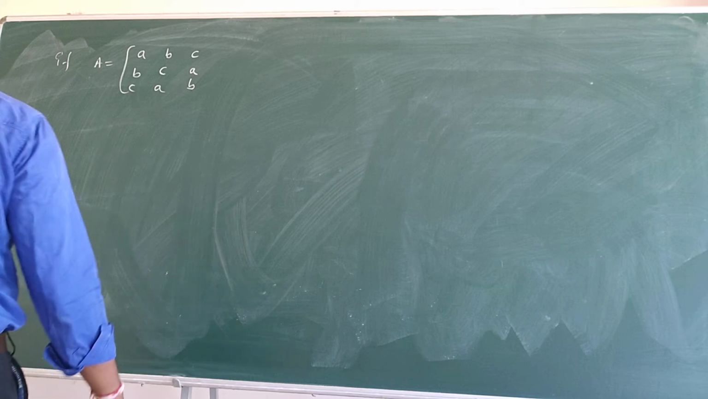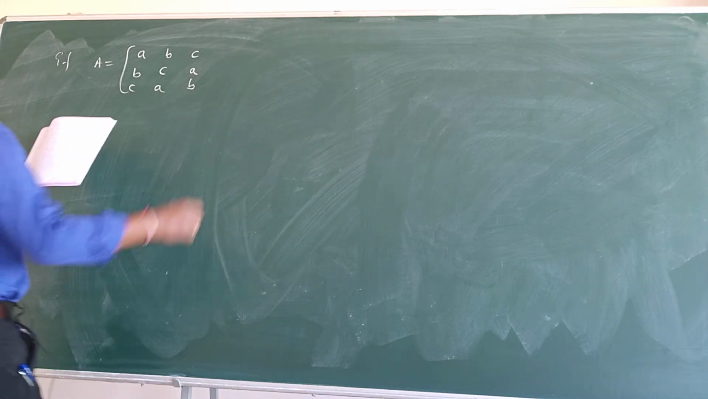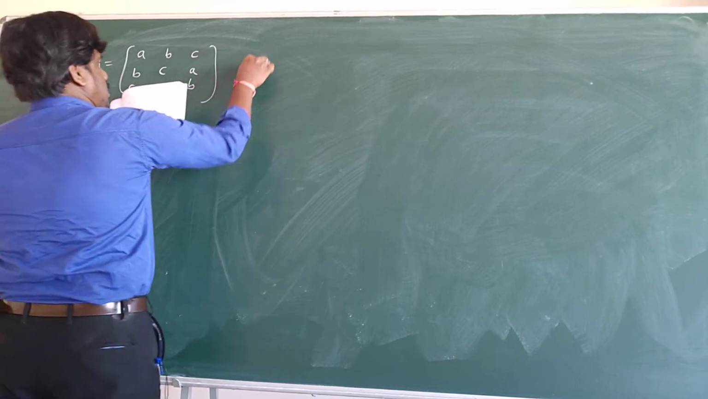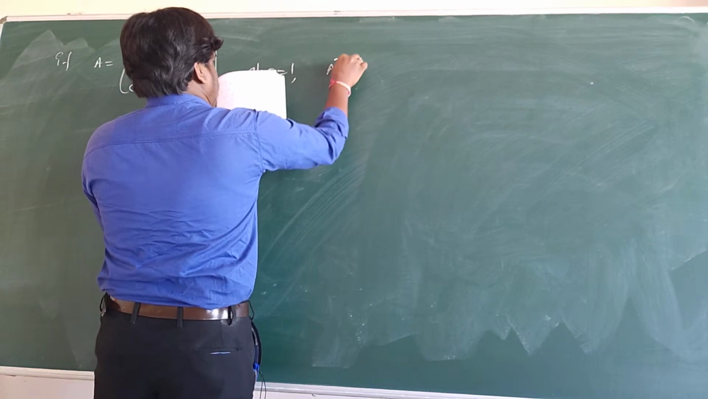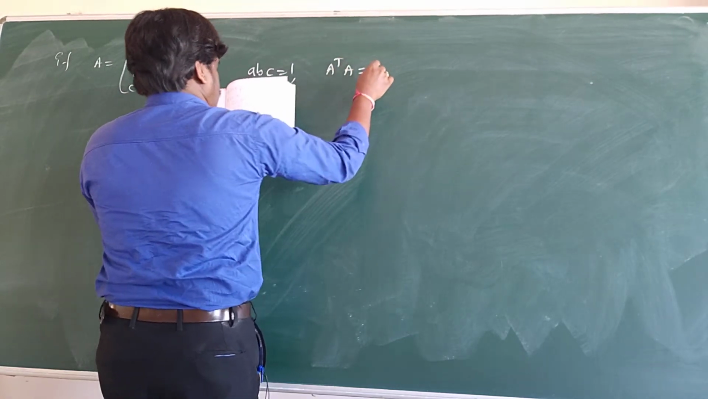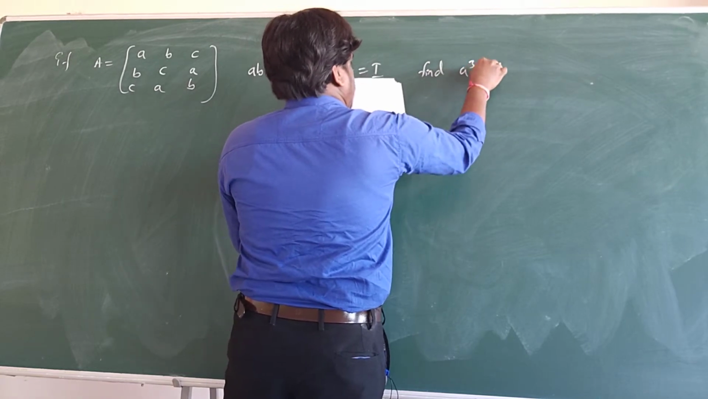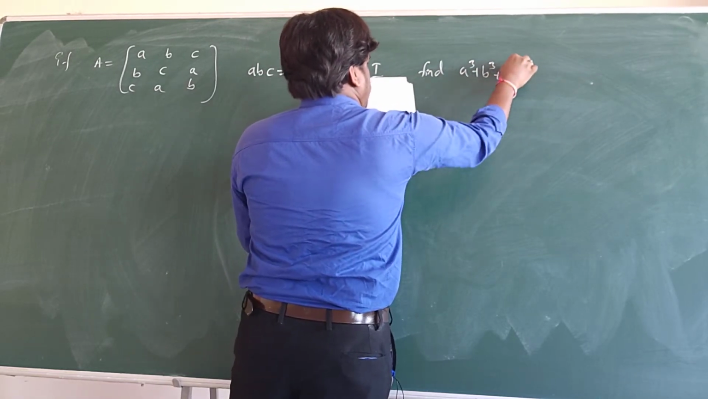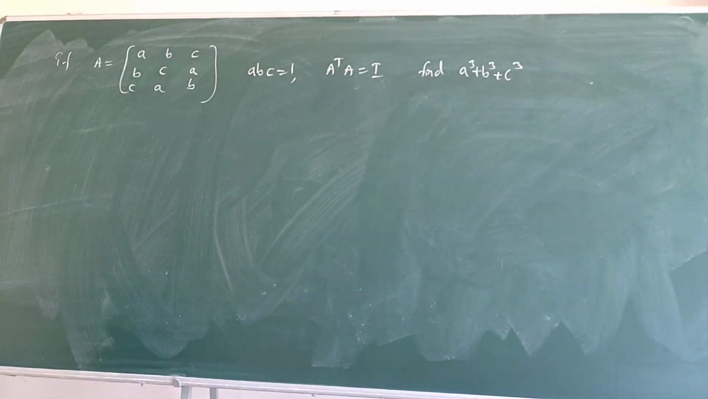Here A is equal to the matrix with rows ABC, BCA, CAB. ABC is equal to 1, and A transpose A is equal to I. You have to find the value of A cube plus B cube plus C cube. Now this is a JEE question, a previous year JEE question. So you got the answer.